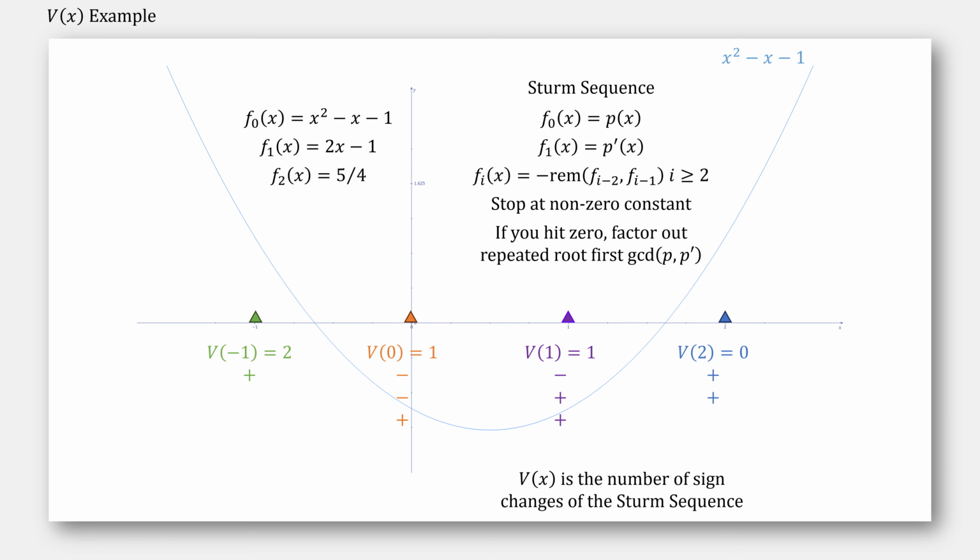Our v function is the number of sign changes in our Sturm sequence. These are the actual values if you want to plug them in. There's also a sign function, not to be confused with the sine function, giving you back values of 1, 0, and minus 1 for positive, 0, and negative values. Looking something like this. Before we go further, we need to talk about Fourier.